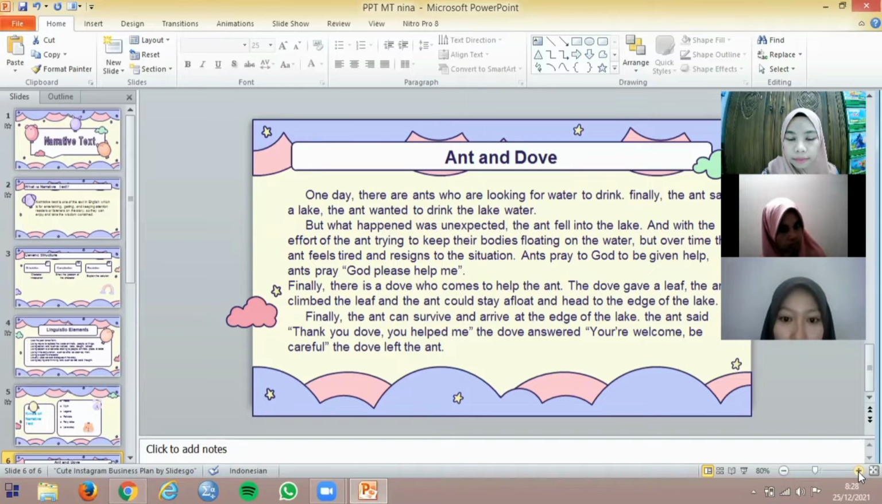Ants pray to God to be given help. Ants pray, God, please help me. Finally, there is a dove who comes to help the ant. The dove gave a leaf, the ant climbed the leaf, and the ant could stay afloat and head to the edge of the lake. Finally, the ant can survive and arrive at the edge of the lake.